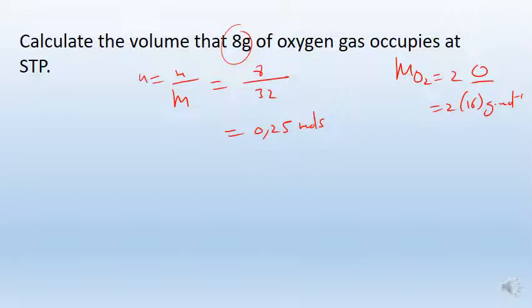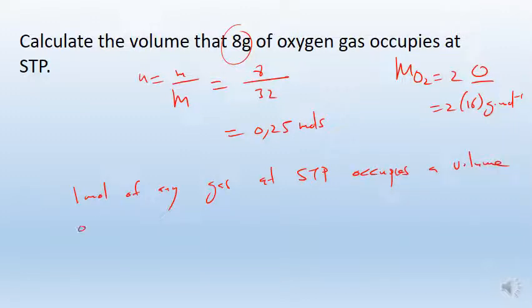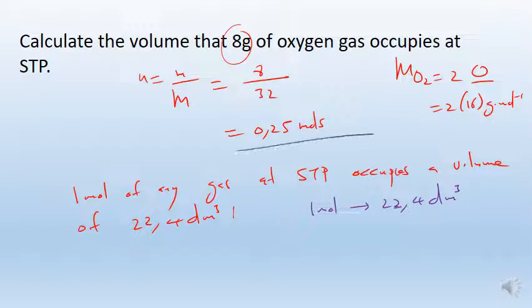Now, what's the rule? The rule says 1 mole of any gas at STP occupies a volume of 22,4 decimeter cubed. So this is the way I'd like to do this one. It's really a ratio. So 1 mole at STP is 22,4 decimeter cubed. We don't have 1 mole. We've got 0,25 moles, and that is going to occupy a volume of X.